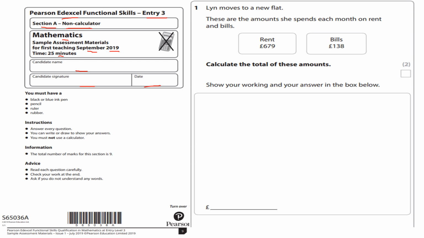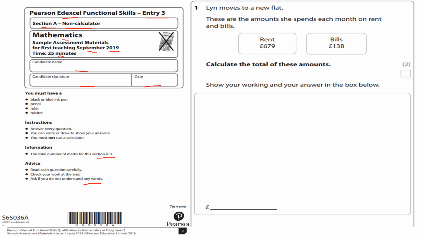The total number of marks for this section is 9 marks. Read each question carefully, check your work at the end, and ask if you don't understand any words. Examiners can read it to you, but they can't explain the question to you. This is question number 1.